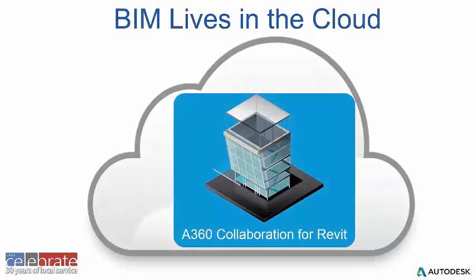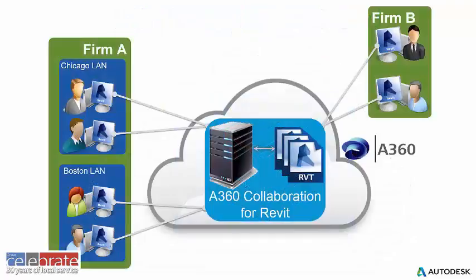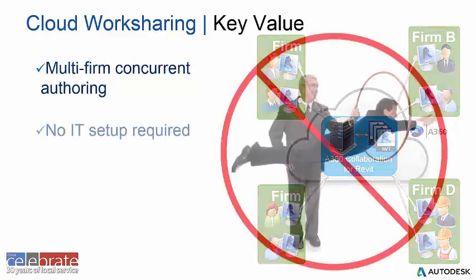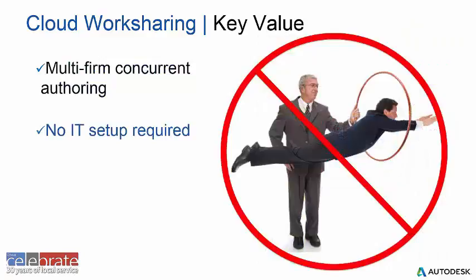With A360 Collaboration for Revit, the model lives in the cloud. There are three main benefits to Autodesk customers. This allows multiple firms to collaborate in real time on the same set of Revit models across multiple networks. As this is a cloud service, there is no IT setup required. All the hardware and personnel required to maintain the cloud is on Autodesk's shoulders. Simply start up a project, add models and team members, and everybody can get started.